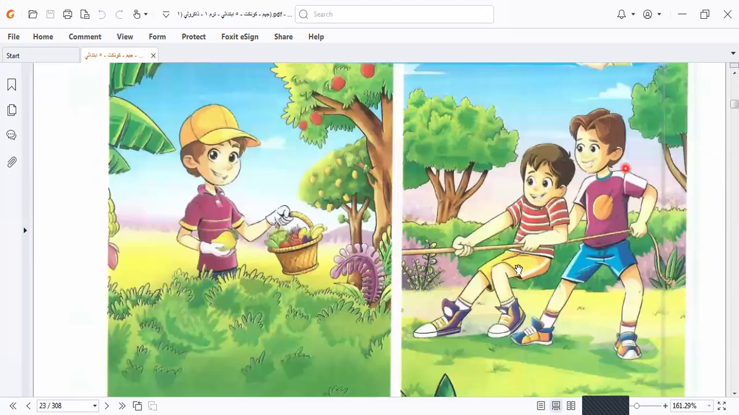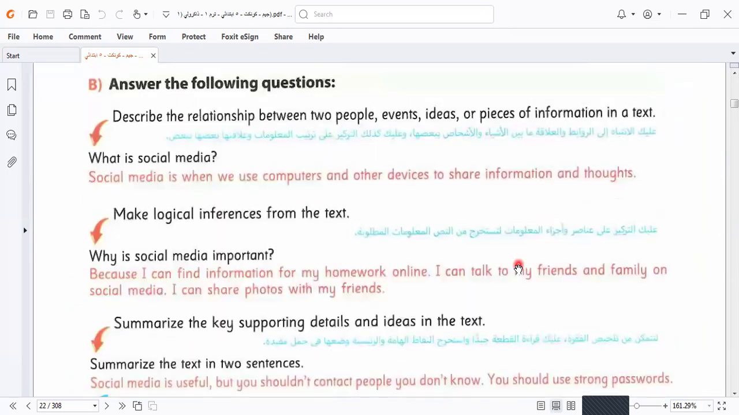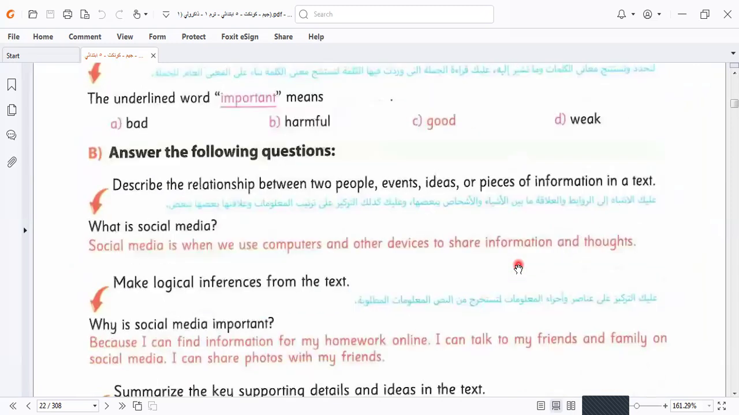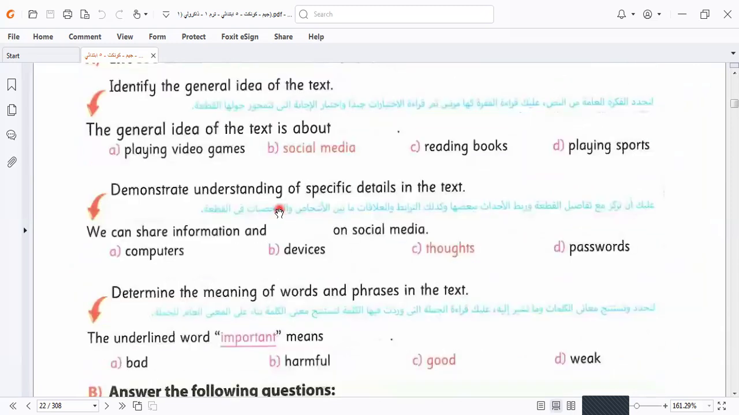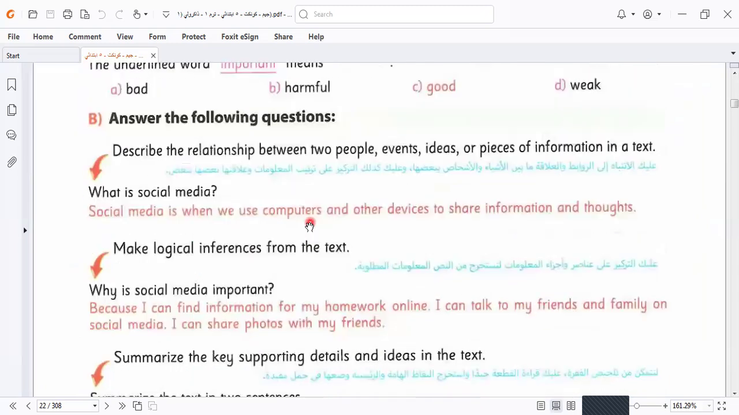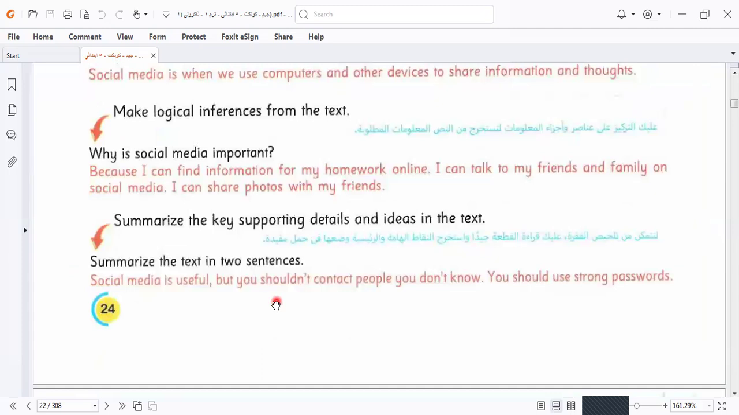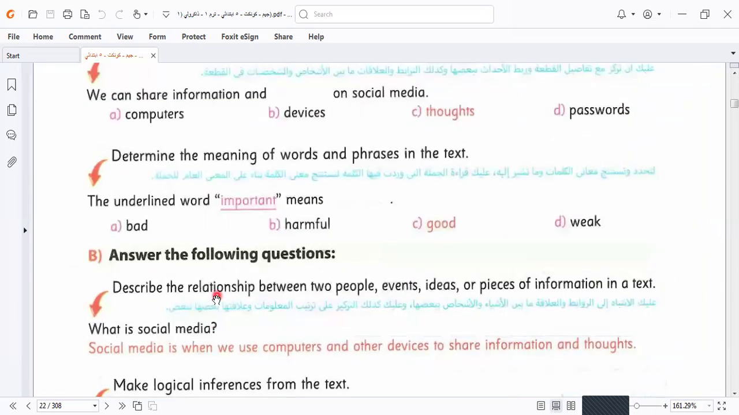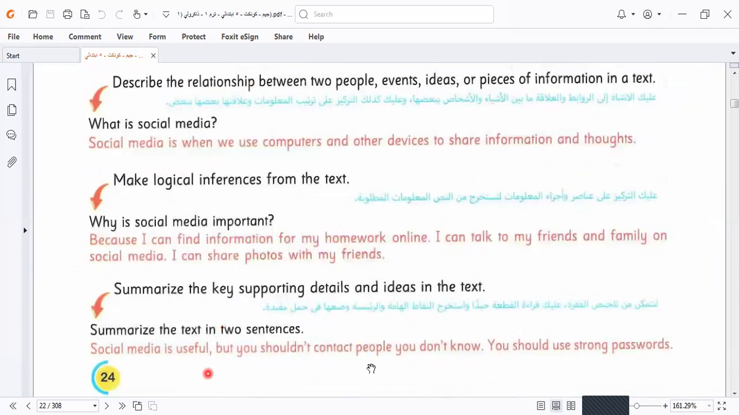Here I would like to say that we have some important things that we use. When we talk about summarize, it means to give the brief of the text. Like here, we have an example of social media. We say social media is useful, but you shouldn't contact people you don't know. You should use a strong password. Okay, this is a summary of supporting details.